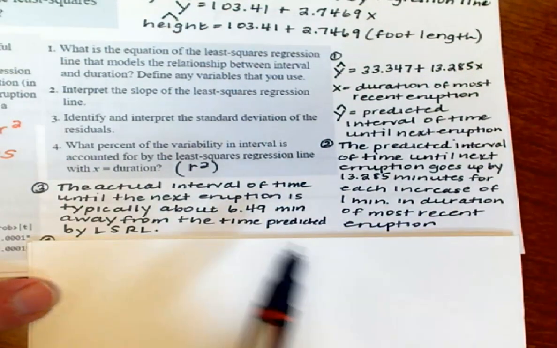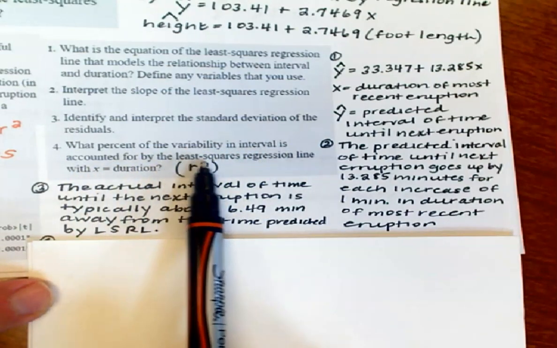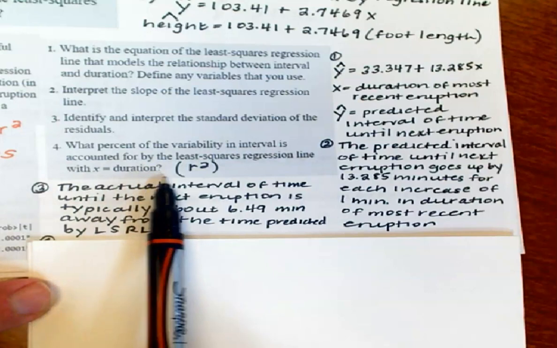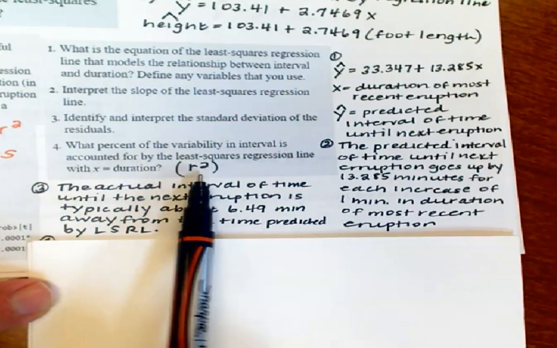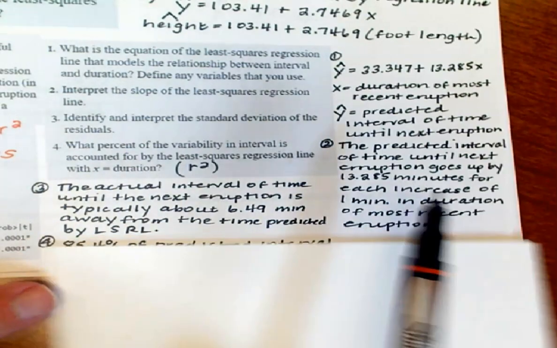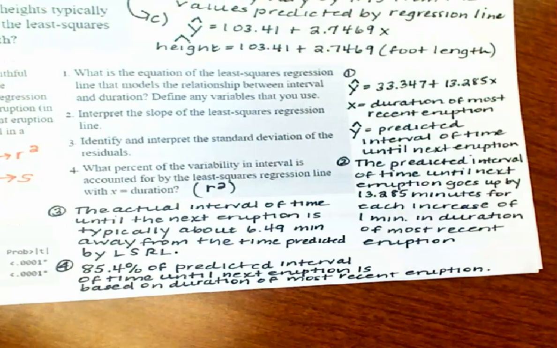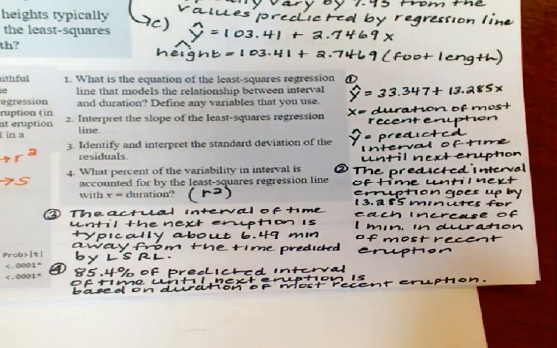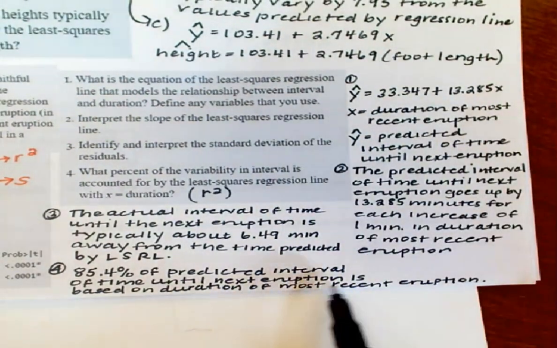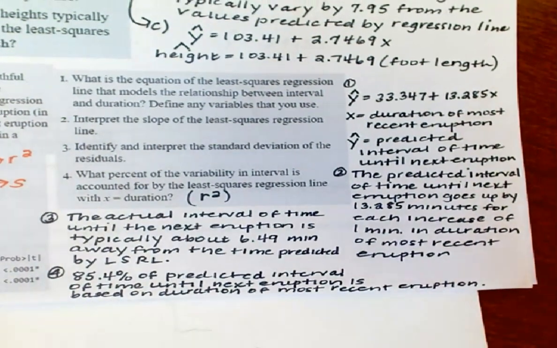And then the last question is, what percent of the variability in the interval is accounted for by the least squared regression line with x equals duration? So anytime they ask you that, the word accounted for is your R squared. And you want to interpret that as well. So 85.4% of the predicted interval of time until the next eruption is based on duration of most recent eruption.